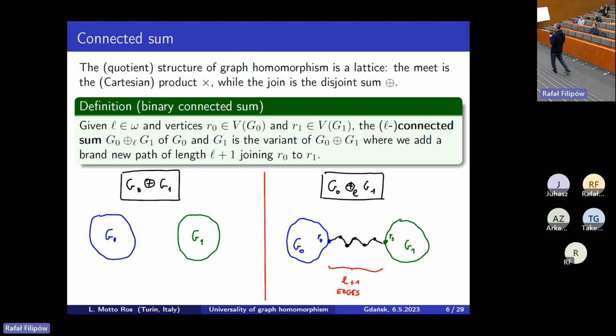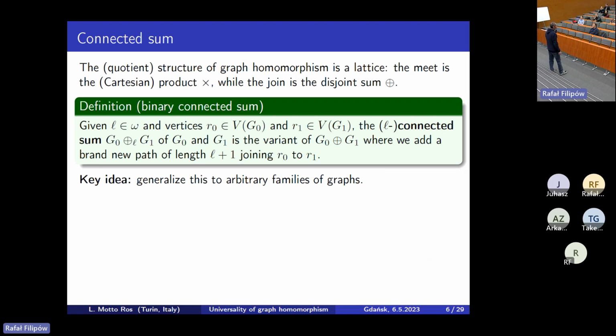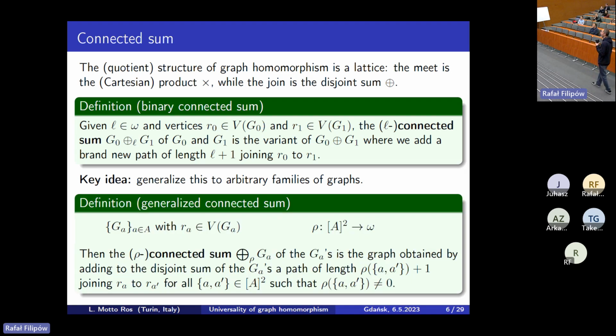Basically, the idea is that we just generalize this to an arbitrary family of graphs, not just two graphs, but you might start with many graphs, like a collection G_α of graphs. Then you fix a point on each graph, a vertex. Then you need a function which tells you the length of the path to connect them. So you have this function rho saying how long the path must be. And then you do the same construction. You take the disjoint union, and if the function rho says that you have to connect this graph to the other one with a path of length 5, you do that.